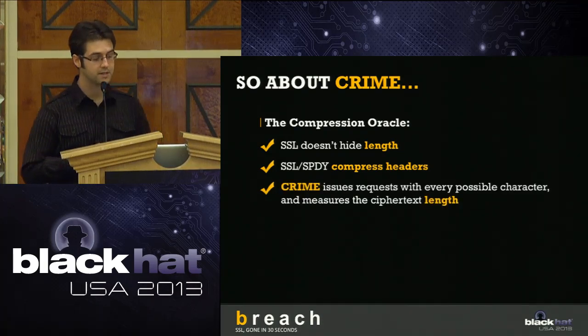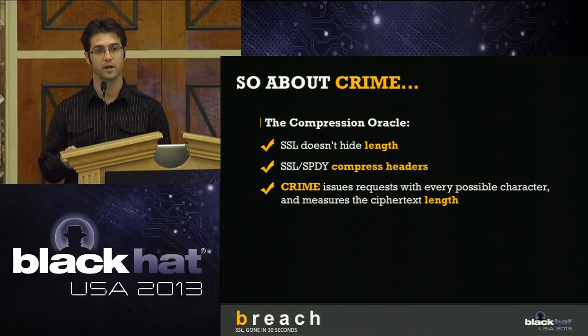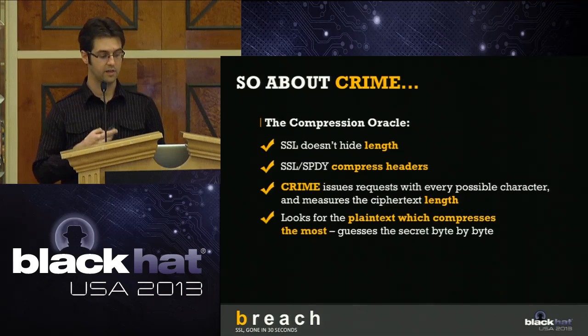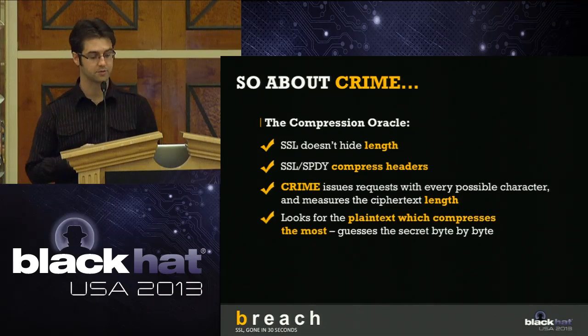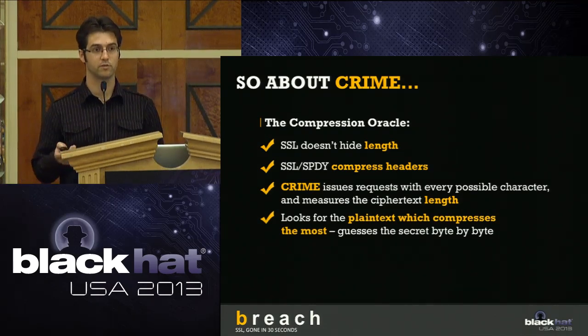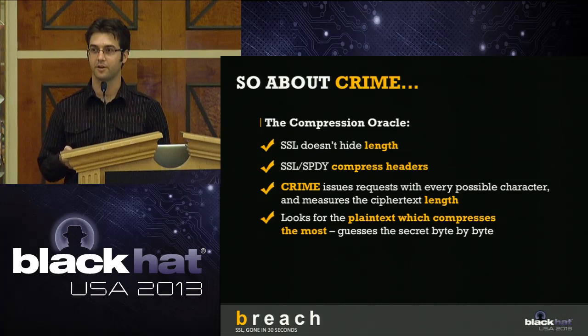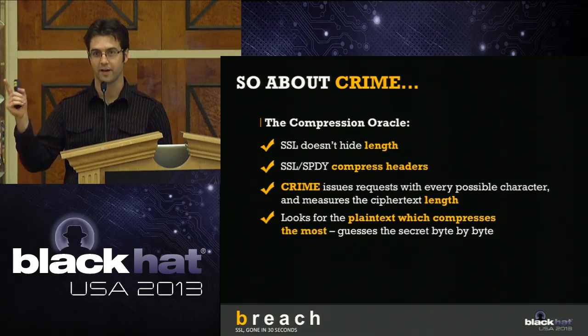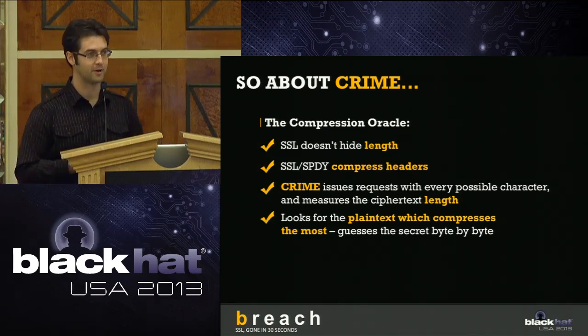So what CRIME does is it issues requests with every possible character for the target secret and measures the resulting ciphertext length. Then what you're looking for is the plain text which compresses the most, and whichever one that is corresponds to the request with the correct guess. And that allows you to guess the secret byte by byte. Everyone always makes fun of Hollywood for having those movies where you're guessing the pin one byte at a time. Well, they kind of got part of it right.